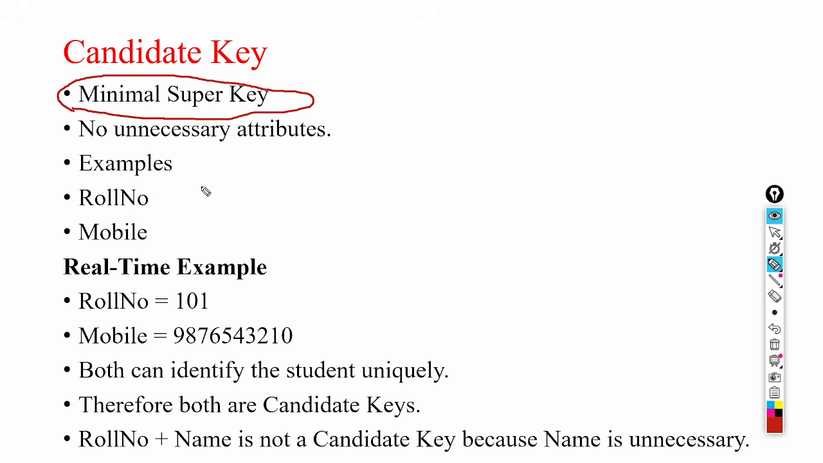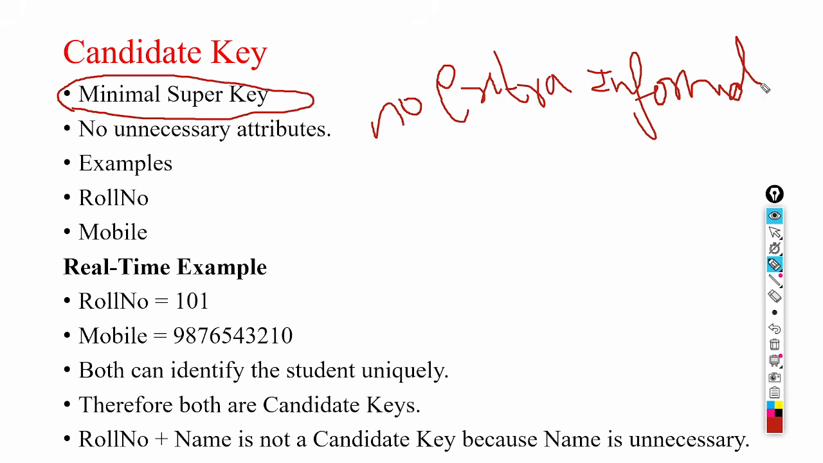What is the definition of a candidate key? A candidate key uniquely identifies a record and contains no extra attributes. A super key contains extra information, but a candidate key contains no extra information, so no unnecessary attributes.